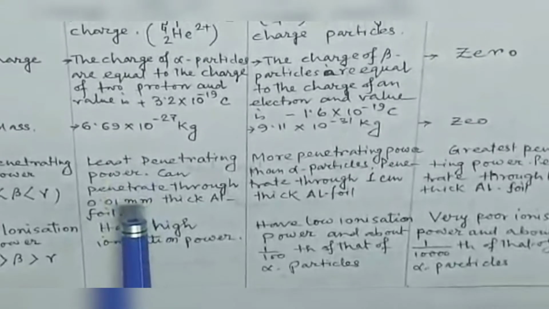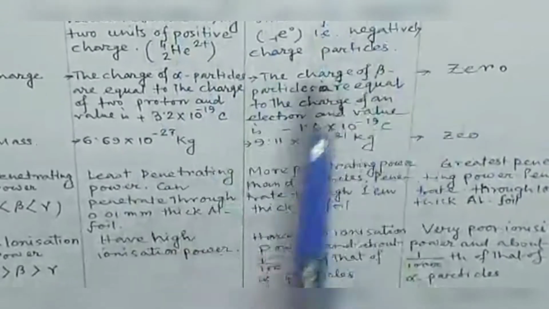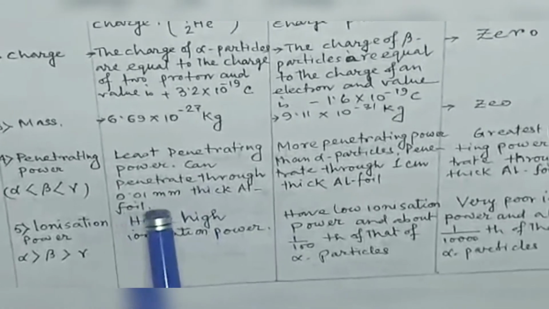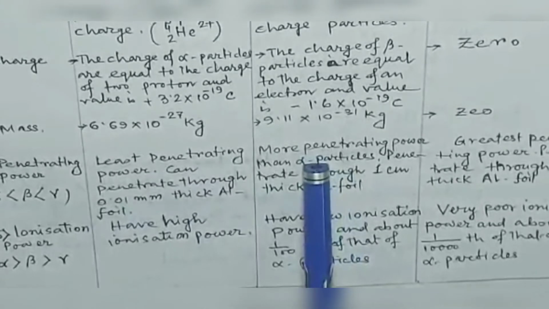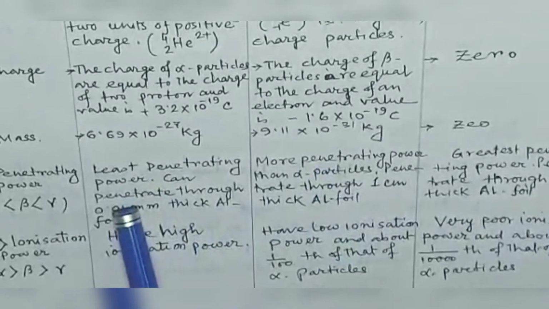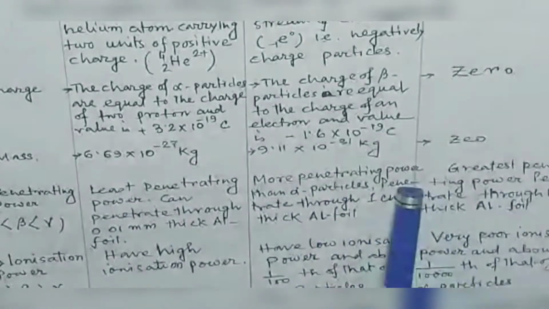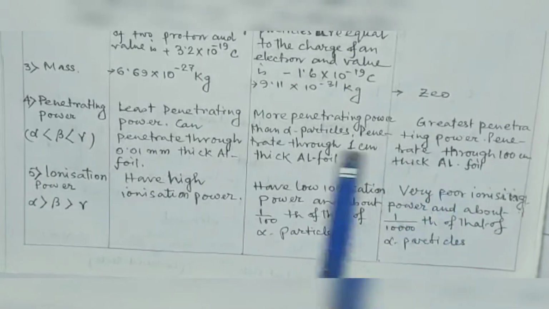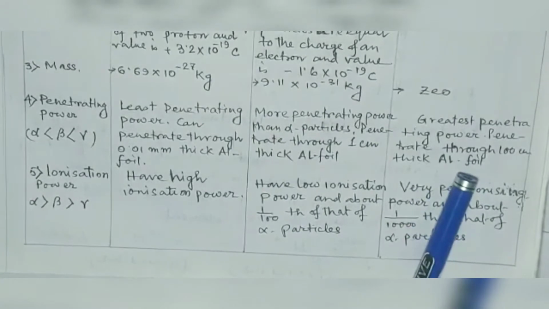The penetrating power of alpha particle is least among these 3 particles and rays. It penetrates through 0.01 millimeter thick aluminum foil. The penetrating power of beta particles is greater than alpha particle but less than gamma rays. So the penetrating power of gamma rays is greatest among these 3. It penetrates through 100 centimeter thick aluminum foil.